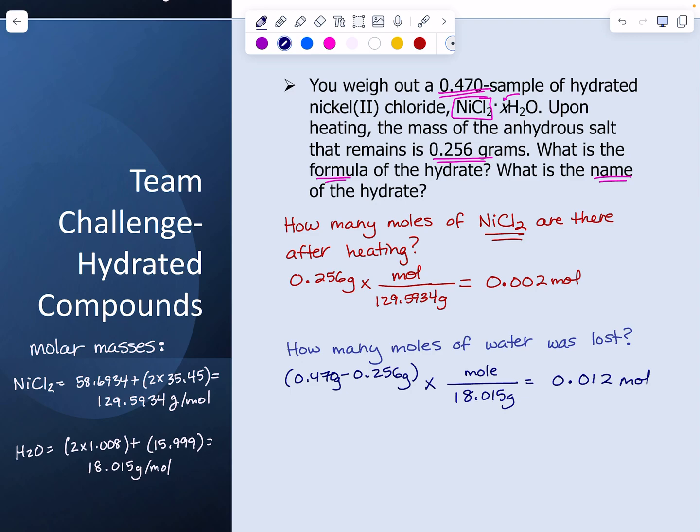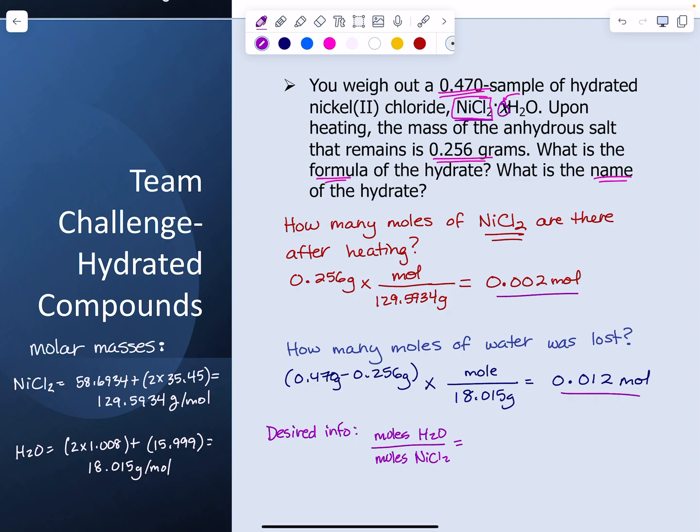So the question is, what do we do with that information now, right? What we want to know, the big question is, how many moles of water per moles of nickel chloride? So our desired information is moles of water per moles of NiCl2, right? Because that's what that X tells us. If I have 1 mole of NiCl2, how many moles of water do I have? How many molecules of water, right?